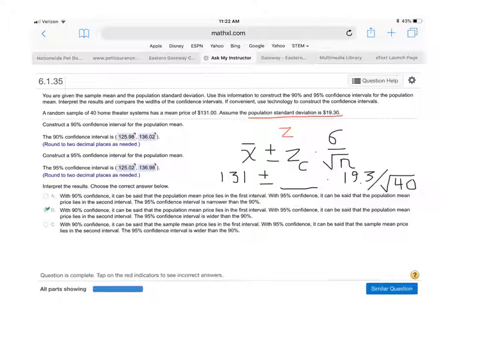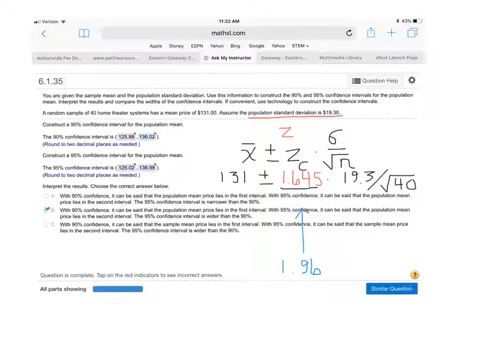So for a 90% confidence interval, we are going to use 1.645 for our critical value. And for a 95% confidence interval, we'll use the 1.96. And we'll go about calculating the lower limit and upper limit of both intervals using the very same methods we've used in previous exercises, which I've made previous videos about.